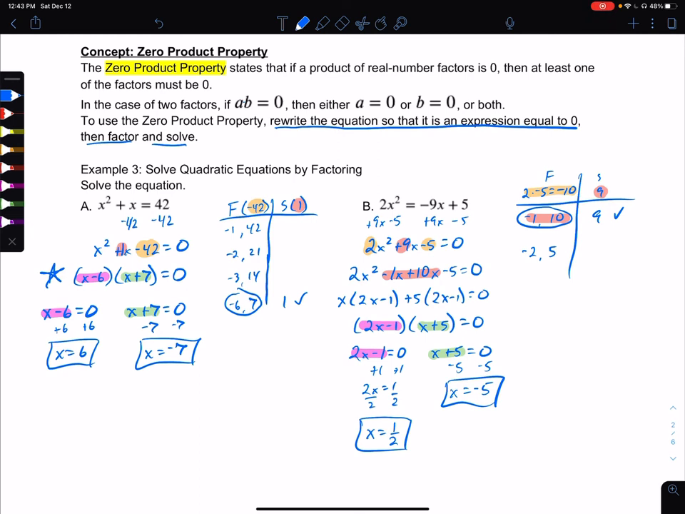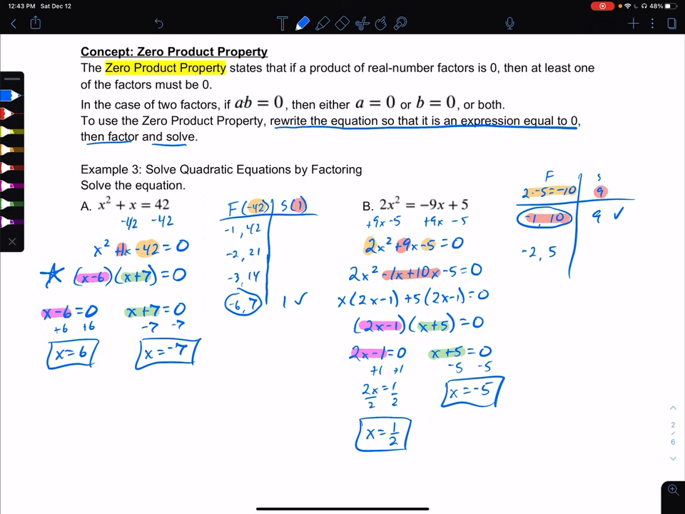But the zero product property is incredibly important here, understanding that when you multiply two pieces, in this case A and B, the product being the result, one or both of them must be 0. So go through those steps, and you should be okay with this.